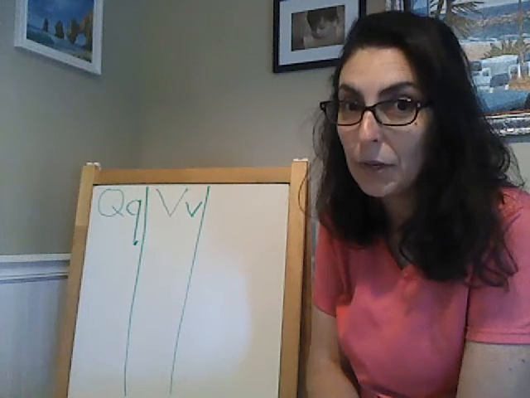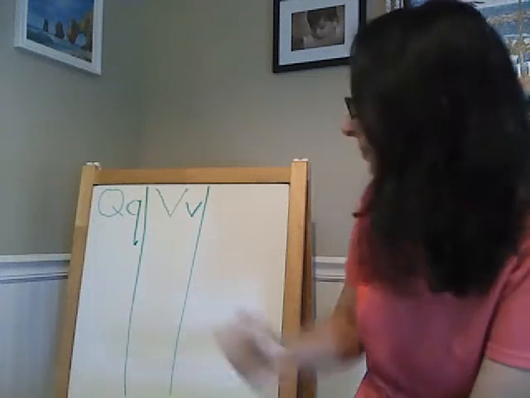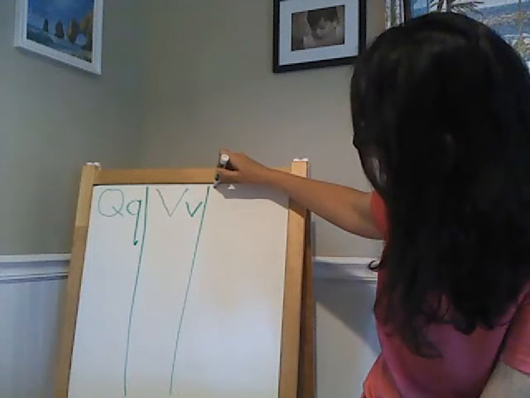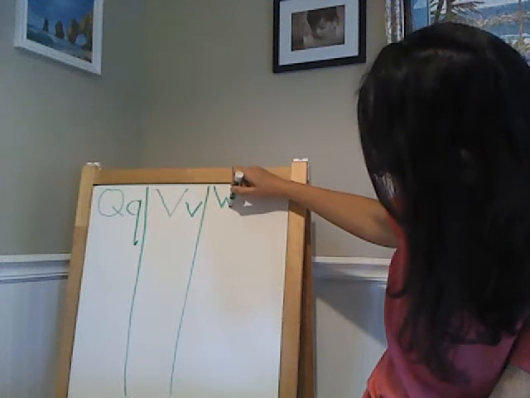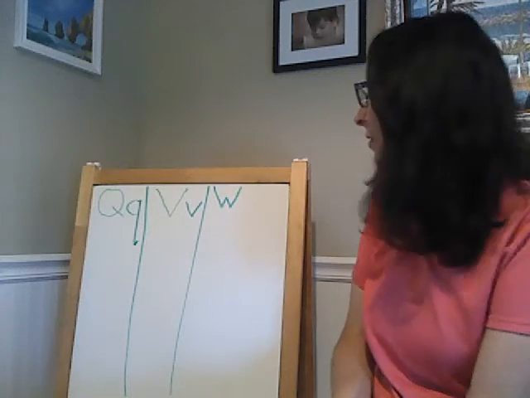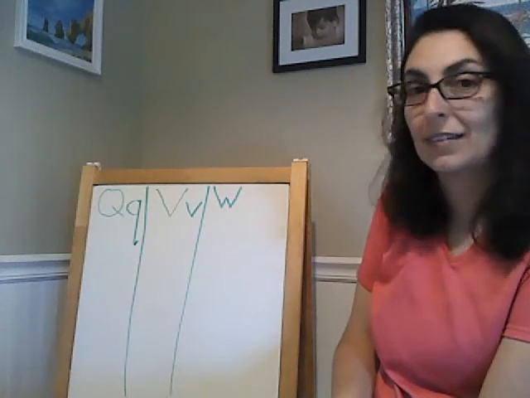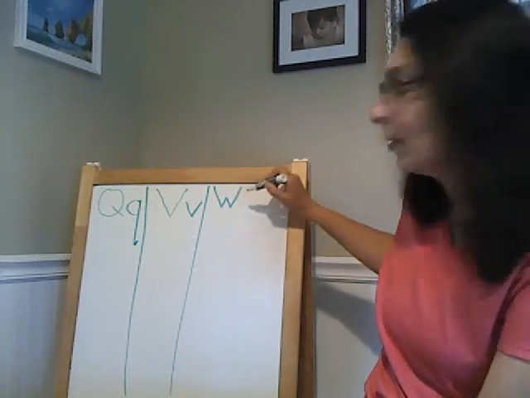Okay, now letter W is gonna be a lot of lines. Ready? Okay, so start on top, sideways line coming down, back up a little bit, down, and then all the way back up, another sideways line. There it is. Okay. Did you try that? Okay, you try it on your paper.